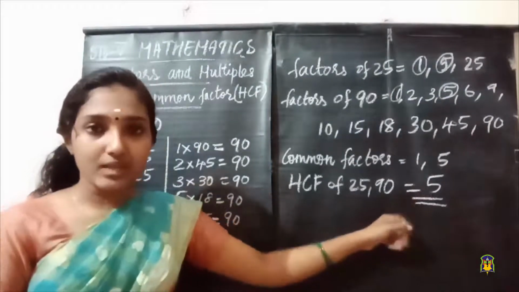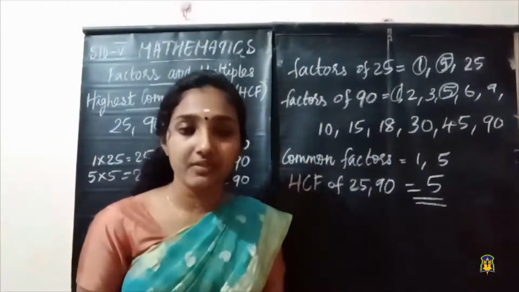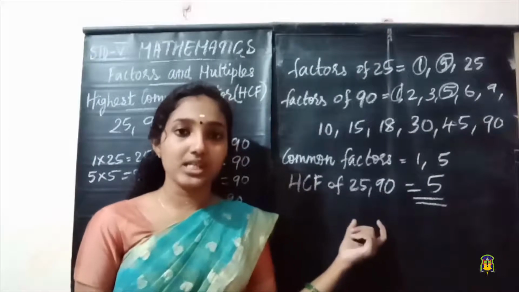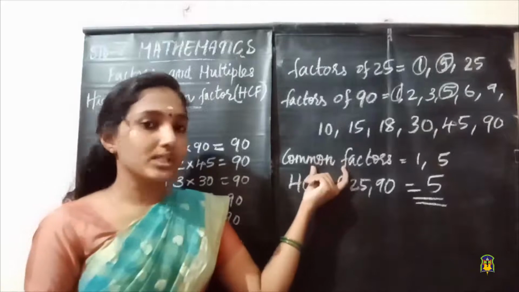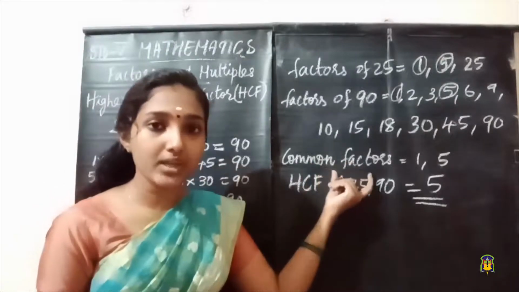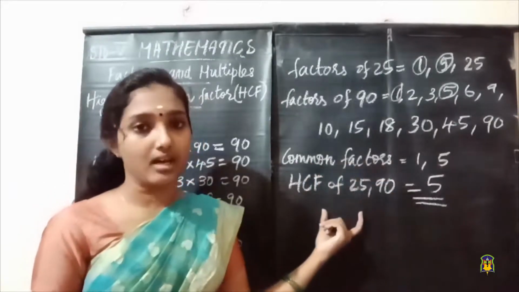So today we studied how to find the HCF of two numbers. First we will list out the factors of the numbers. Then we will check which are the common factors. And from the common factors we will write which is the highest one.